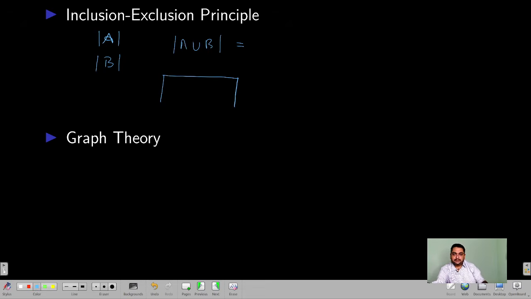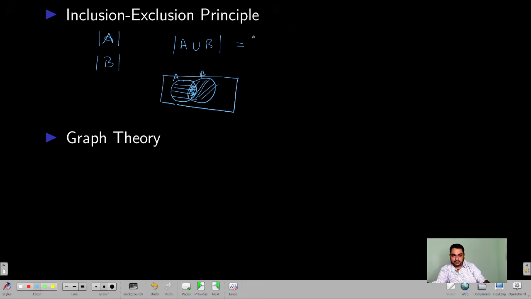Let us draw a Venn diagram. This is set A and this is set B. Now set A contains these many items, and set B contains these many items. Now when I take A union B, if you observe here, this is the intersection part. That means the elements are counted twice.